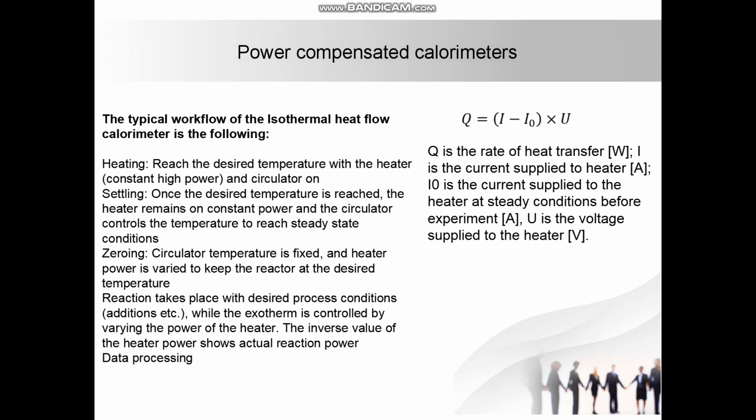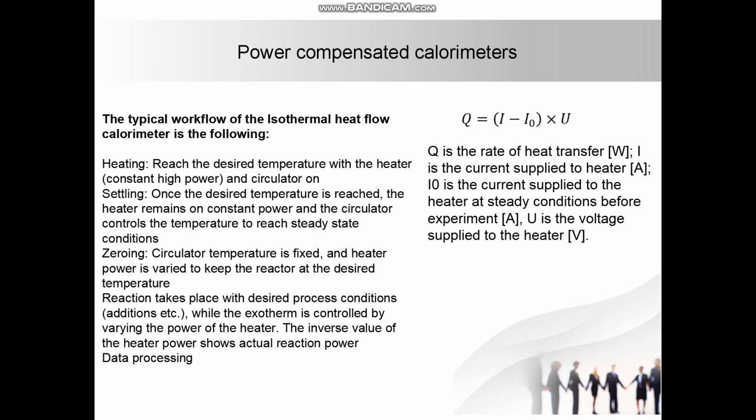Second type is the power compensated calorimeter. The procedure is to heat the reaction mass to a particular temperature. Then there is a phase of settling. Once the desired temperature is reached, the heater remains on constant power and the circulator controls the temperature to maintain the steady state. After that, it is switched to fixed circulator temperature, and heater power is varied to keep the reactor at the desired temperature.